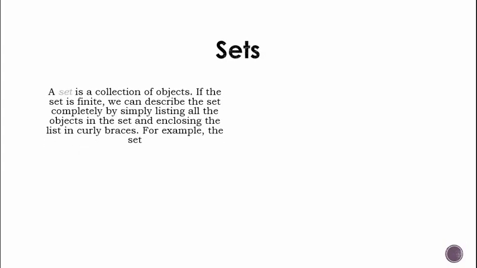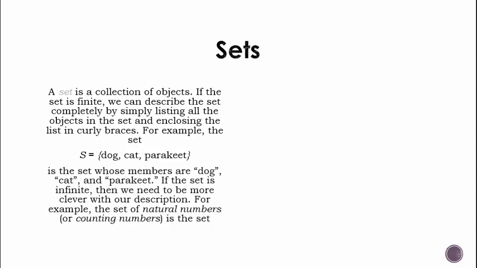First off, let's learn about sets. A set is a collection of objects. If the set is finite, we can describe the set completely by listing all the objects in the set and enclosing the list in curly braces. Now, finite means there's a certain amount. For example, the set S equals {dog, cat, parakeet} is the set whose members are dog, cat, and parakeet.